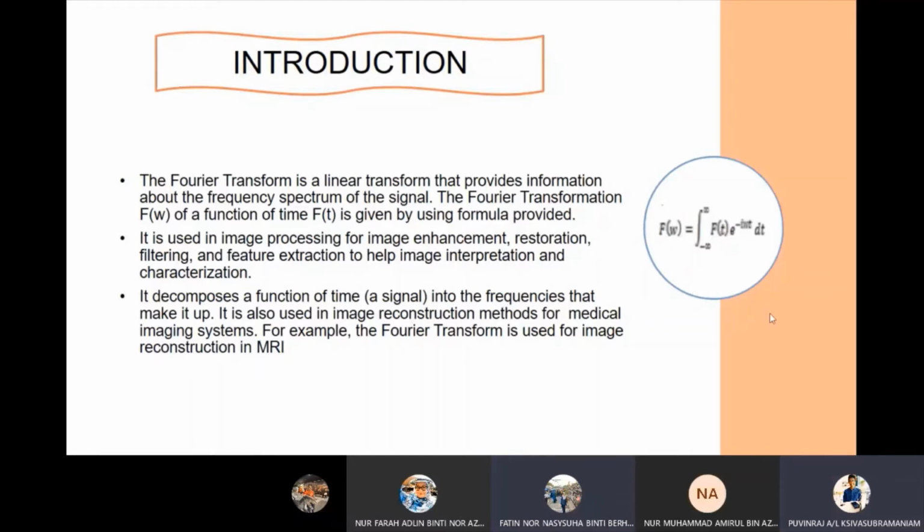It is used in image processing for image enhancement, restoration, filtering and feature extraction to help image interpretation and characterization. It decomposes a function of time, a signal, into the frequencies that make it up. It is also used in image reconstruction methods for medical imaging systems. For example, the Fourier transform is used for image reconstruction in MRI. I will pass to Amir.